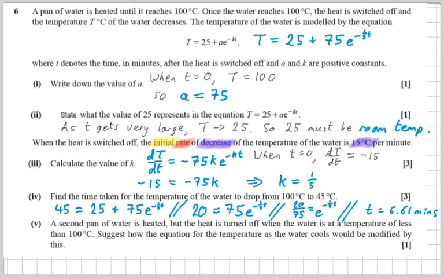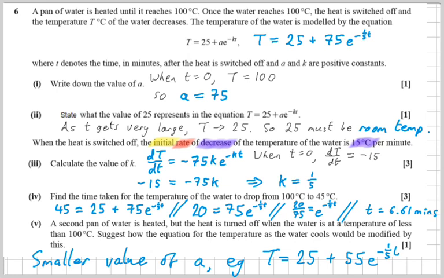And then the last question, second pan of water is heated, but the heat's turned off when the water is, let's say, at 80 degrees Celsius. How would we change the equation? Well, I think it's quite a straightforward question, really. Well, here, how did we work out that this was 75? Well, it was 75 because we started at 100 degrees, and we needed this to be 25 plus 75 to make it 100. So if we're starting at, say, 80, then we'll just make this 55 instead. So the answer I think they're looking for there is just to say, use a smaller value of little a. And then I've given an example then of the equation that I might use.